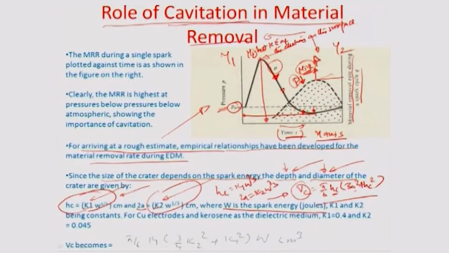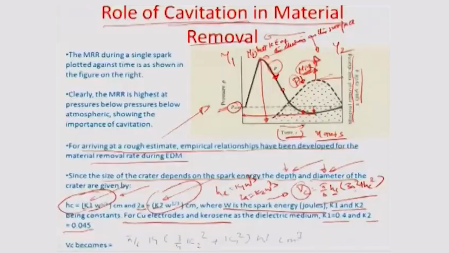These K1 and K2 are typically constant for a fixed set of electrodes and a fixed solution. Typically for copper electrodes and kerosene as dielectric medium, the K1 value is treated as 0.4, and for K2 it is 0.045. If it changes to some other material like iron, and the medium is something like, let us say, some other silicone oil, K1 and K2 may as well change. So it is really a property which depends on what materials are being machined, what material is used for the electrode, and what material is the dielectric fluid.